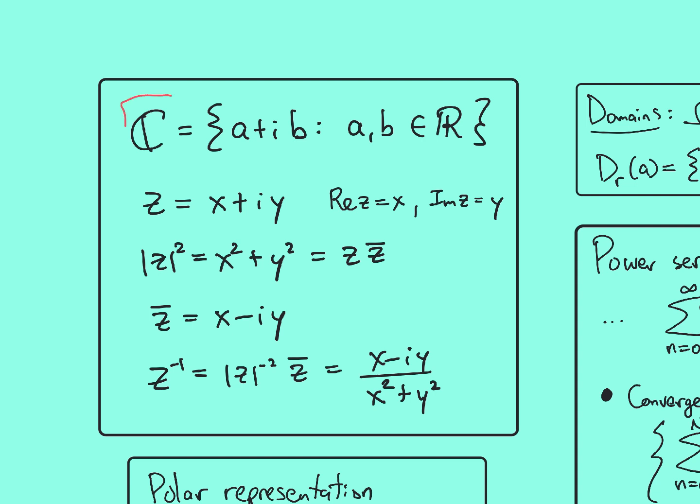So we write the complex numbers with this blackboard bold C. And as a set, it's just equal to these combinations of a plus ib, where a and b are real numbers. Often we use the letter z for our variable in complex analysis, and the real and imaginary parts are written with x and y. Sometimes we also just like to write real part of z and imaginary part of z.